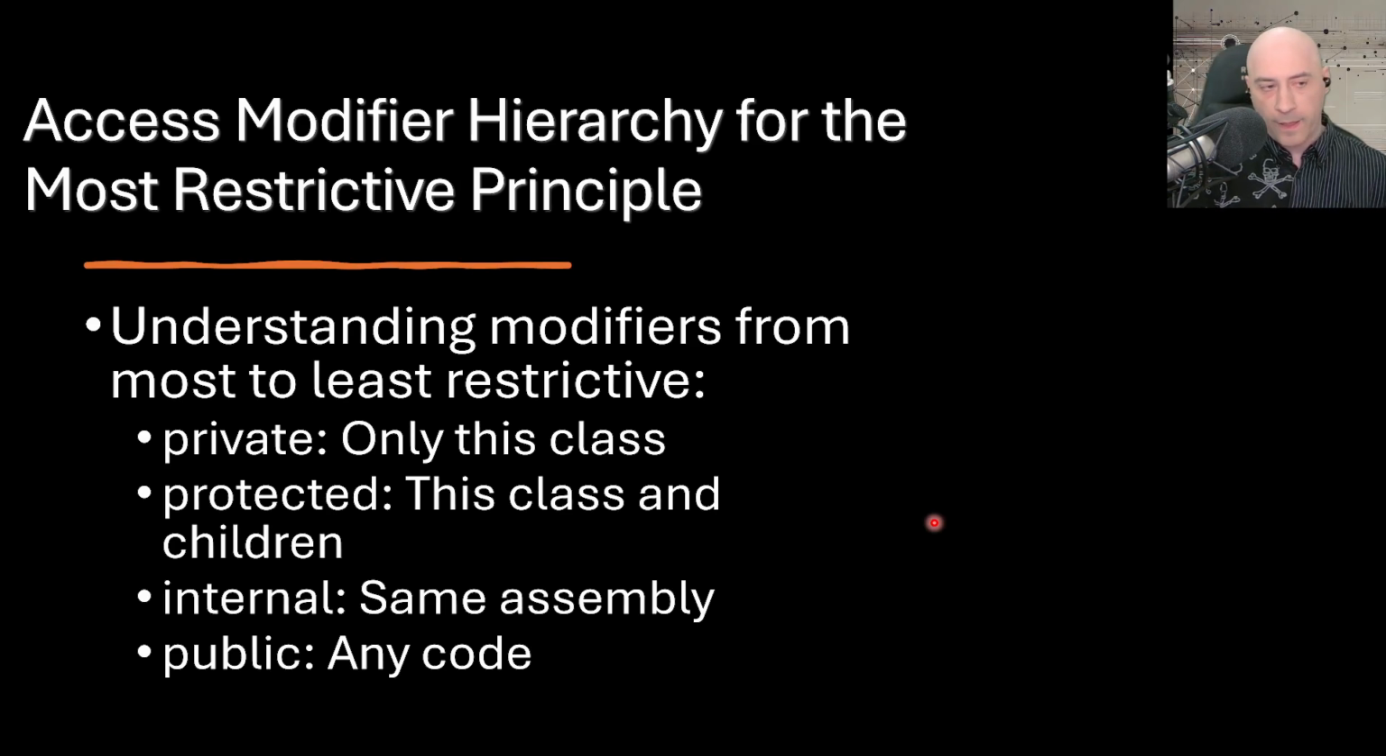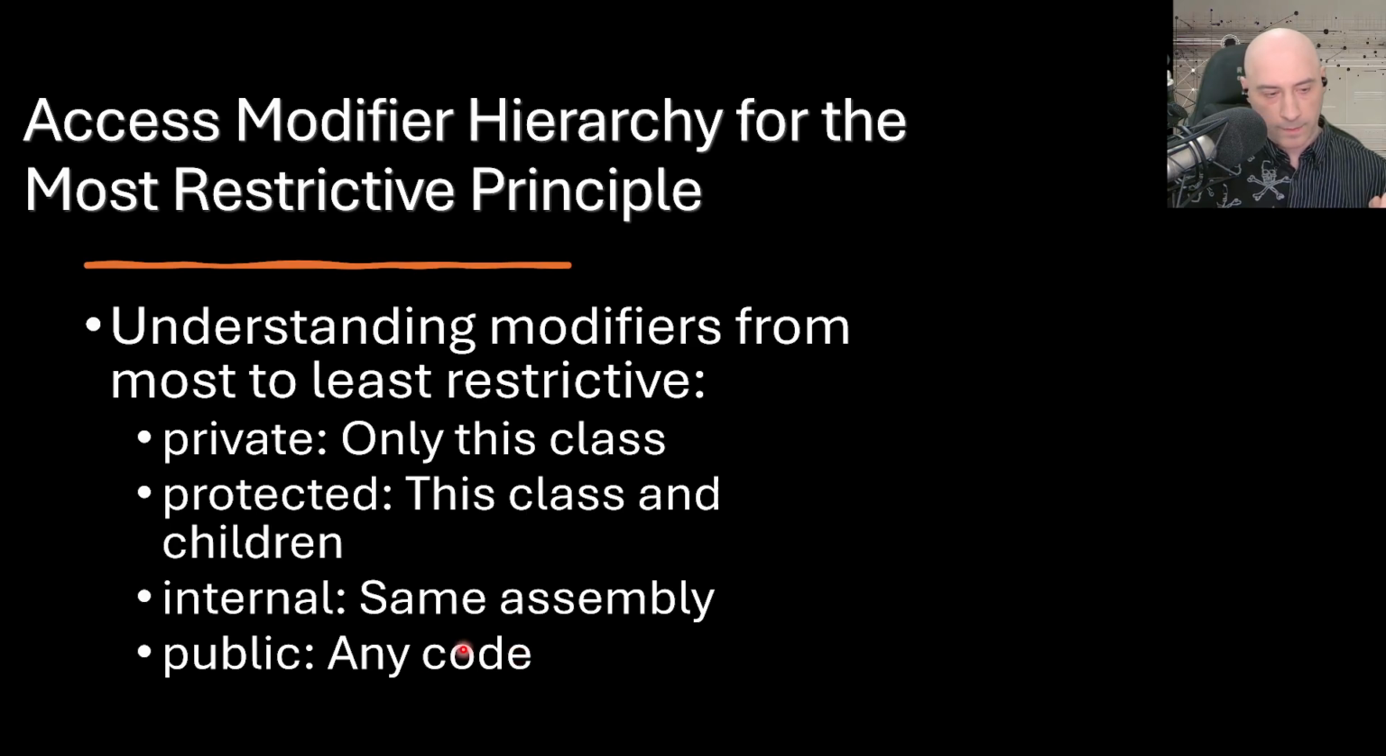Think of these modifiers as concentric circles of access, from the most restrictive inner circle to the most open outer circle. So starting from the most restrictive, private is our innermost circle. Only this class can access it. Protected is our next circle, where the class and children can access it. And internal is our next circle, where anything in the same assembly can access it. And finally, we have the very outermost circle of public, where any code in any assembly can access it.